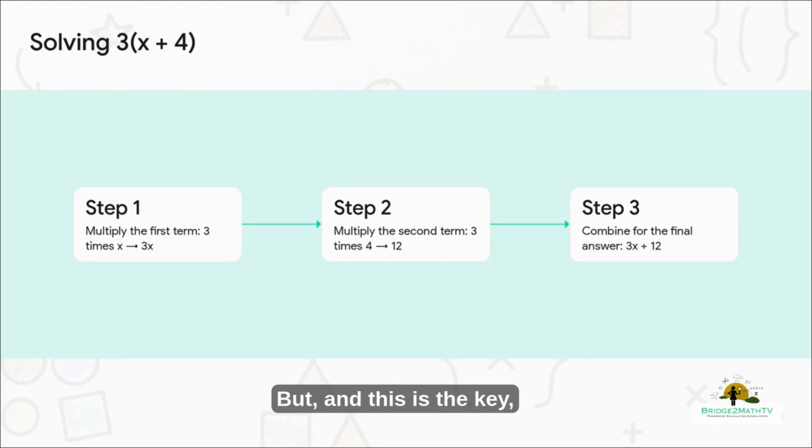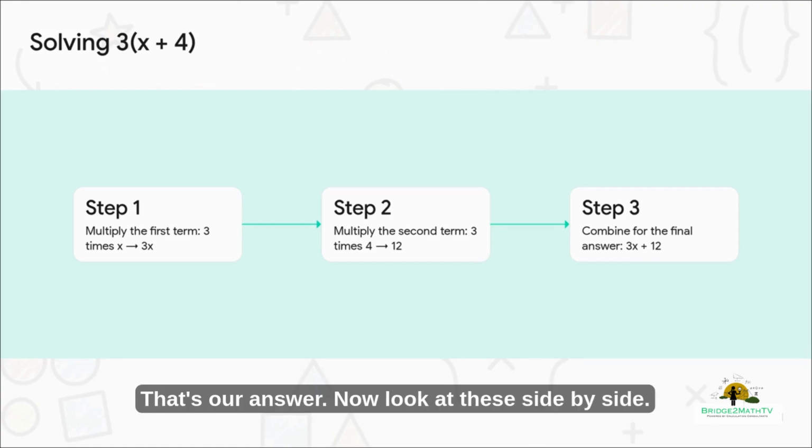But, and this is the key, we are not done. The 3 also has to multiply the 4. So 3 times 4 gives us 12. Now we just put it all together. 3x plus 12. That's our answer.